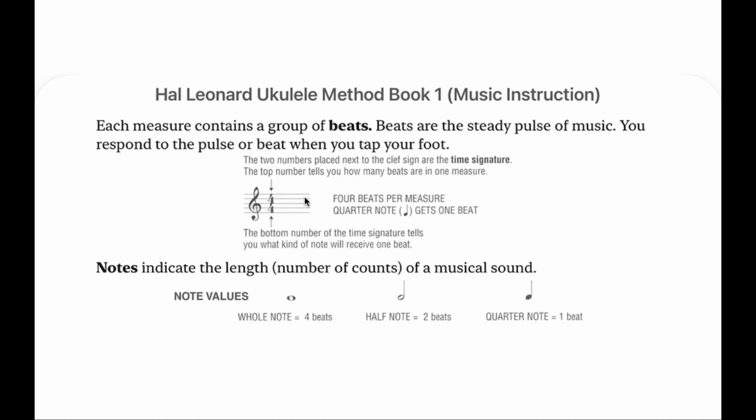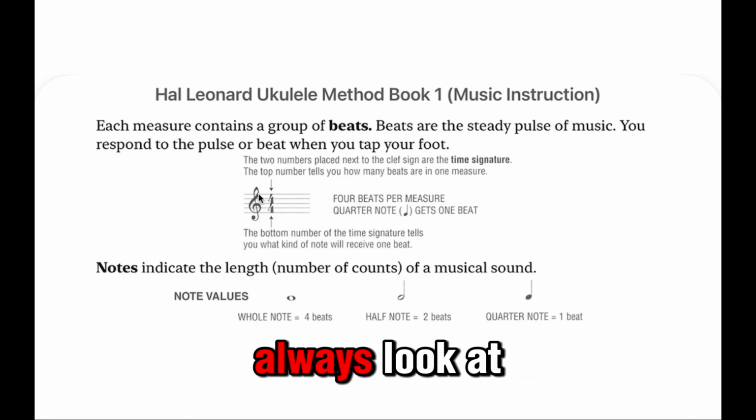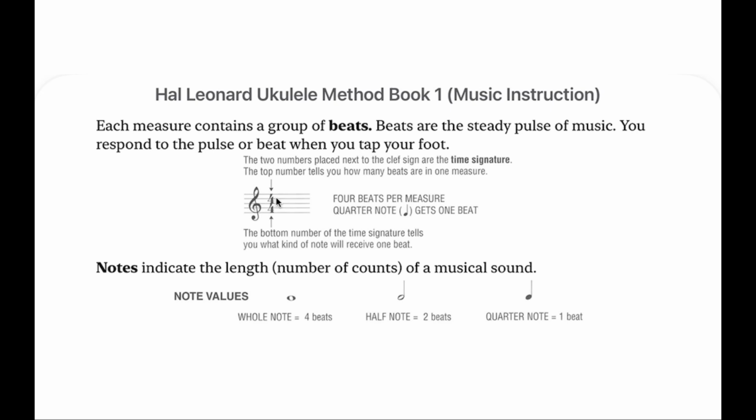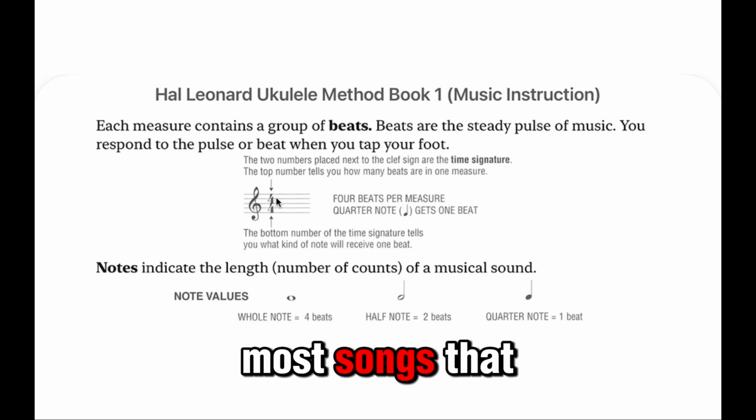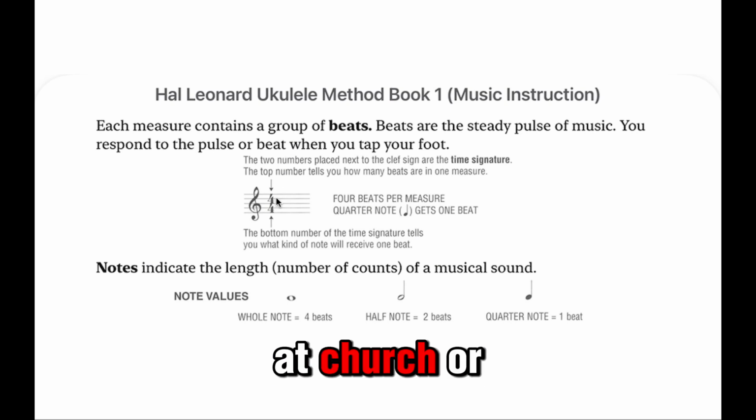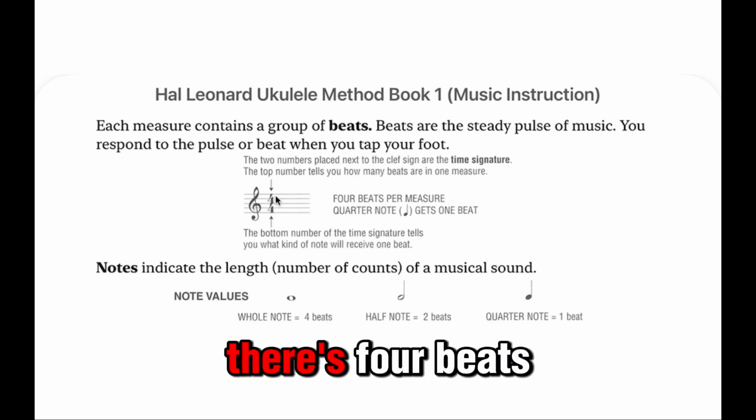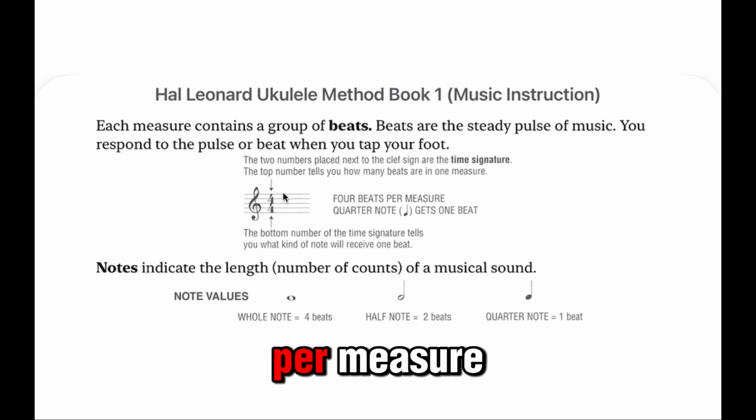Let's move on down to the 4/4. This is called the time signature. With the time signature, always look at the top number. That's our main number we're looking at. I think in this ukulele book we only have 4/4 or 3/4. Most songs that you may sing at church or at a concert or on the radio, or a lot of songs you play, are 4/4. That just simply tells us there's 4 beats per measure.